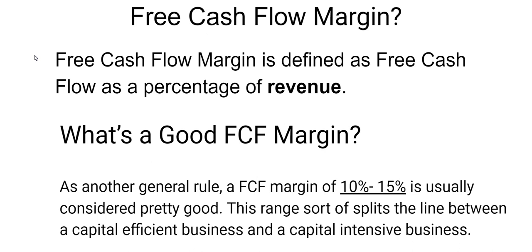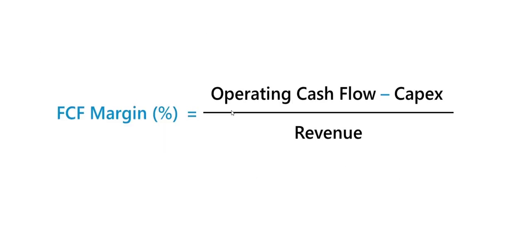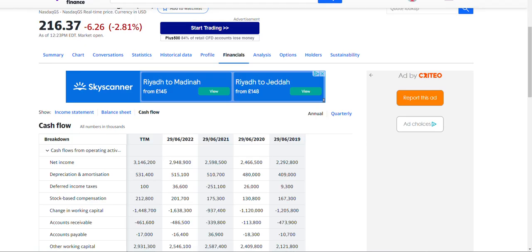Some websites will list this, some don't, but you can easily calculate it. The free cash flow margin will be the operating cash flow minus capital expenditure, divided by the revenue. That will give you the free cash flow margin. So it's easy, and you can find this information. I'll show you where you can find all three of these if you want to calculate the free cash flow margin for a company. And the company that I'm using here is Automatic Data Processing.